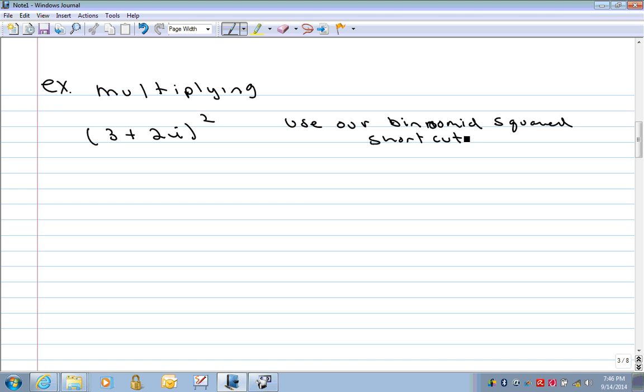All right, so remember what we do. We square the first term, so 3 squared would be 9. Then we multiply everything together. So 3 times 2i would be 6i, and 6i times 2 would be positive 12i.